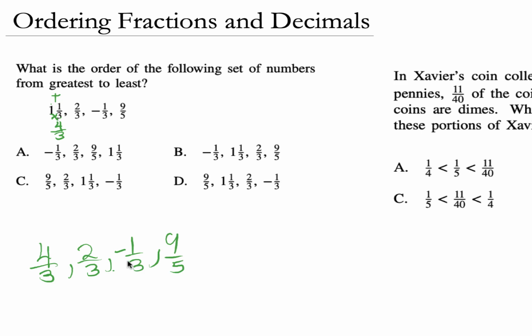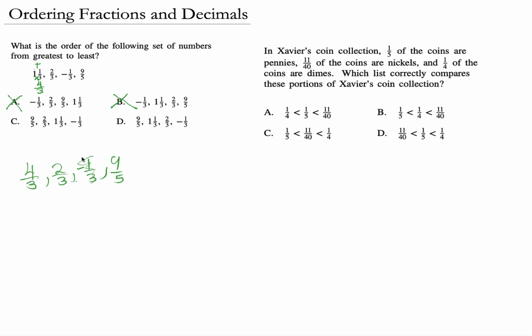So looking here, because of the negative, I know that -1/3 will be my smallest number because it's negative. So I'm going to go in my answers and I'm going to eliminate A, because they have the -1/3 first, and also B. So my answer is either C or D. So I don't need this because I know where it's at. It's going to be my last fraction. Now the fractions I'm working with are 4 over 3, 2 over 3, and 9 over 5.